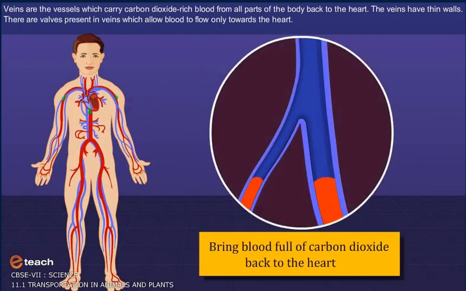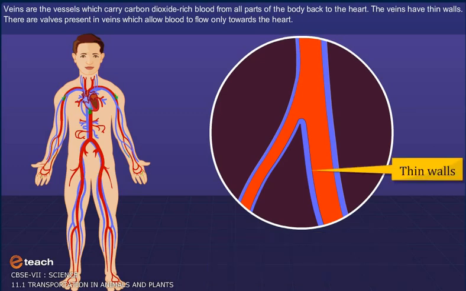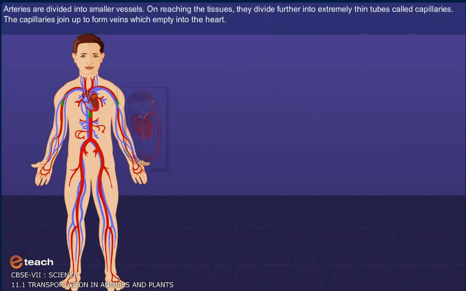Veins are the vessels which carry carbon dioxide-rich blood from all the parts of the body back to the heart. The veins have thin walls. There are valves present in veins which allow blood to flow only towards the heart.